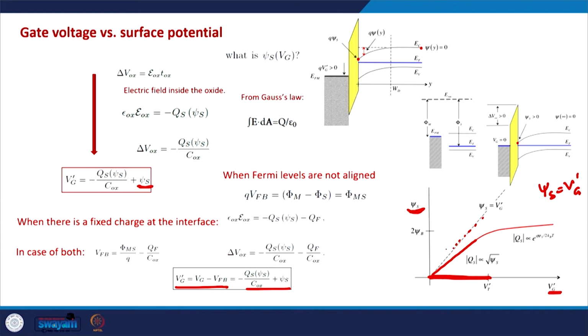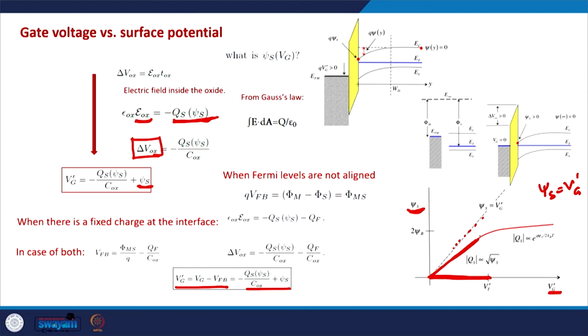The reason for that is that the semiconductor charge in this region is small, because it is only due to the depletion charge. That is why the electric field in the oxide is small, because it depends on the semiconductor charge, and that is why the voltage drop in the oxide is also small. So most of the voltage drops in the semiconductor. Below threshold, most of the voltage drops in the semiconductor, and psi s closely follows Vg prime.